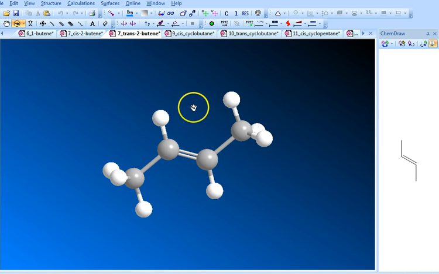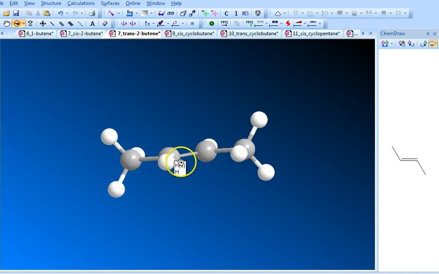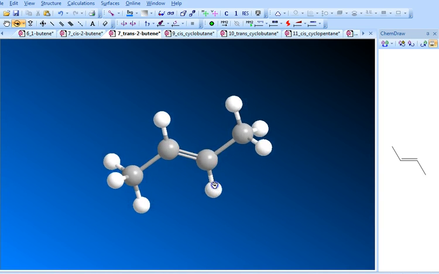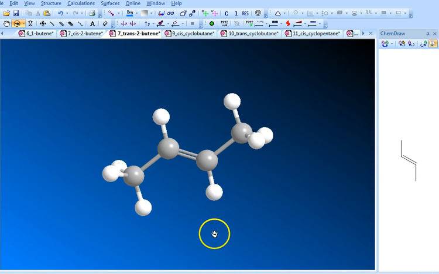Okay, so this is trans-2-butene. You can see that if you draw a line through this double bond, we have one methyl group on one side, one methyl group on the other side. Again, the bond angle for this double bonded carbon is 120 degrees. You can see that this is flat. This carbon is not flat, but the carbons in the middle which have the double bond are flat. Their bond angle is 120 degrees. Now clearly this is a trans isomer. Yes, the two methyl groups are on opposite sides of the double bond.